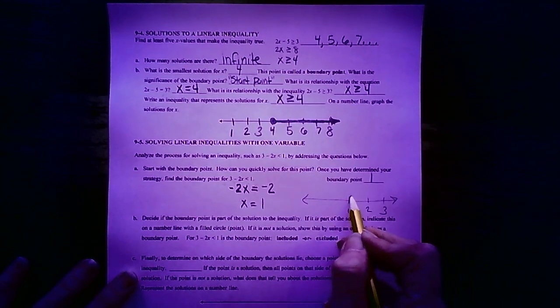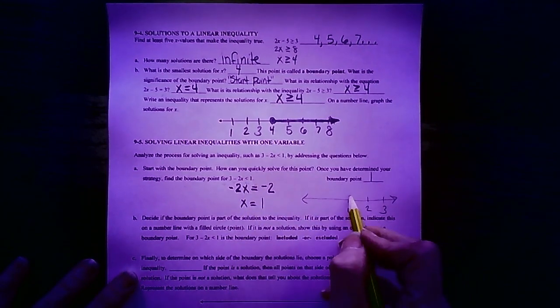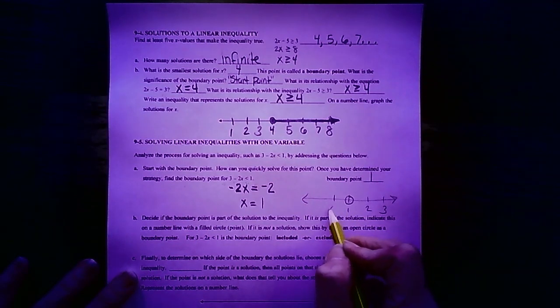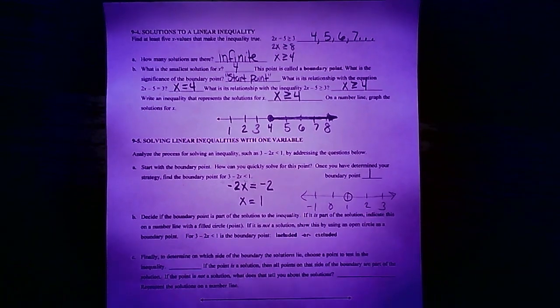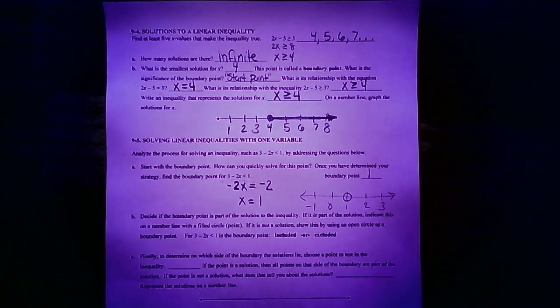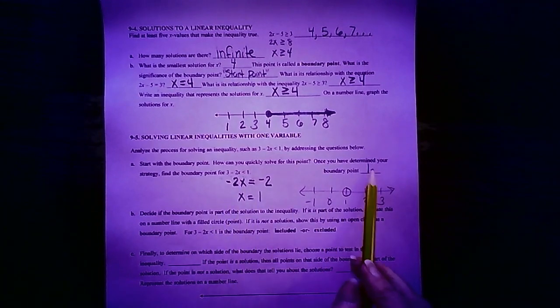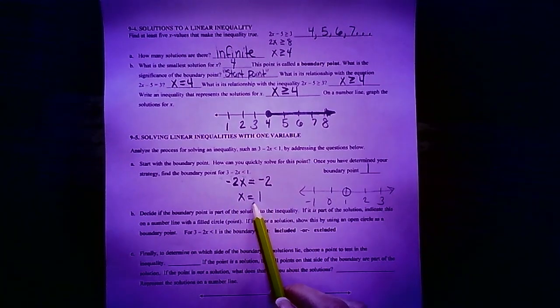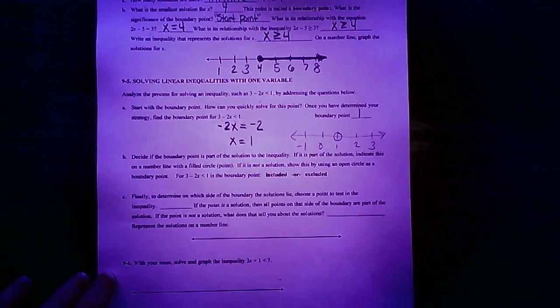I would end up putting what type of dot? I'd put an open dot on 1, and then I would figure out which way to shade. So we know the boundary point happens to be at 1, and there will only be one boundary point because it was a simple inequality.